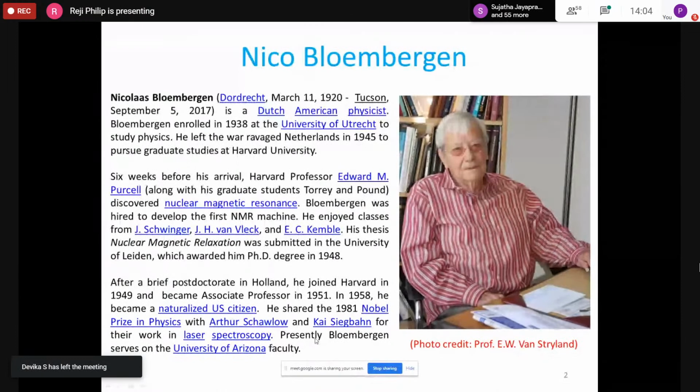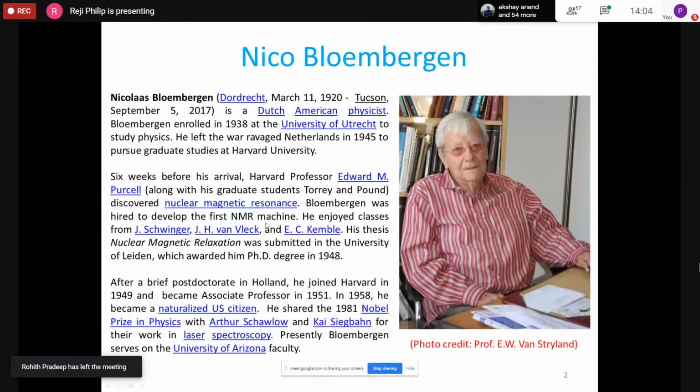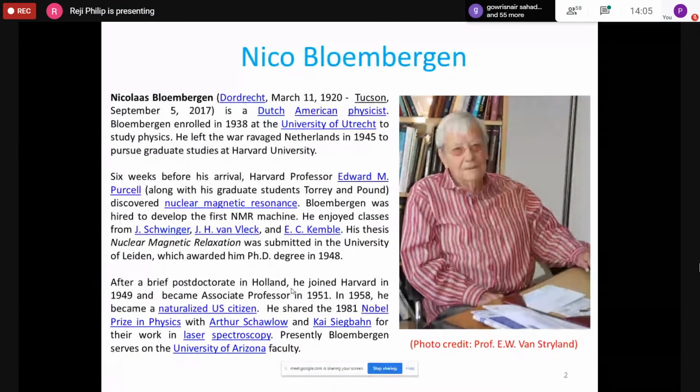When I originally wrote this page, he was on the University of Arizona faculty, but he is no more. He passed away in 2017. I had the good opportunity to meet Professor Bloembergen in 2012 in the US. He actually told me that he had visited the Raman Research Institute in 1977. So he had a good memory, and I was very happy to hear that.